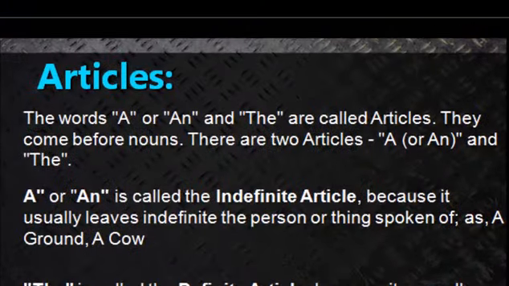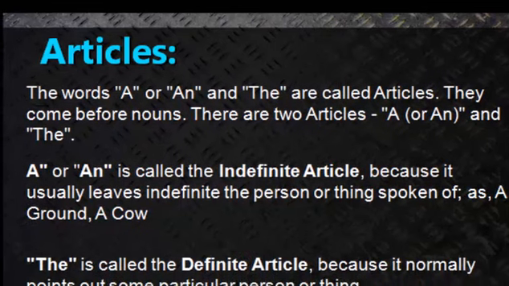The words a or an and the are called articles. They come before nouns. There are two articles, a or an and the. A or an is called the indefinite article, because it usually leaves indefinite the person or thing spoken of, a ground, a cow. Indefinite means not sure. If you are talking about some random thing or person, then you use the indefinite article. In the above example, a cow means a random cow. Similarly, a ground means any random ground and no one can be sure which we are talking about.